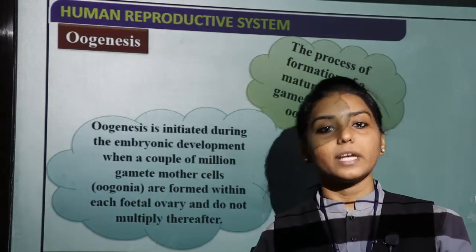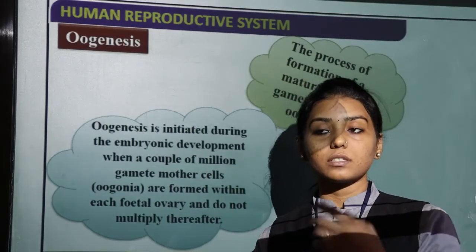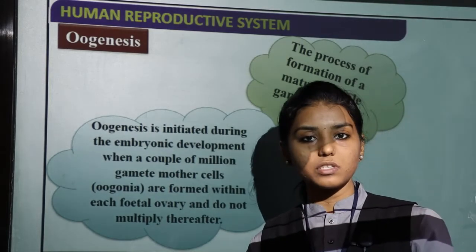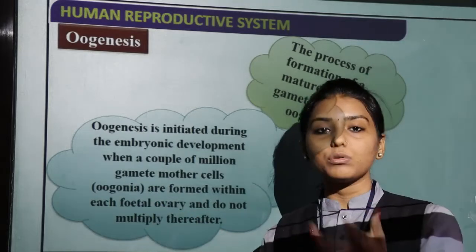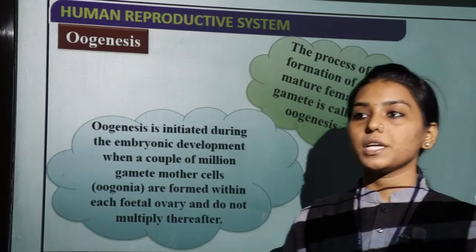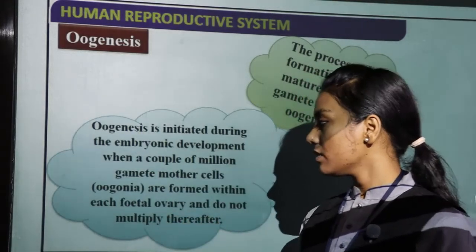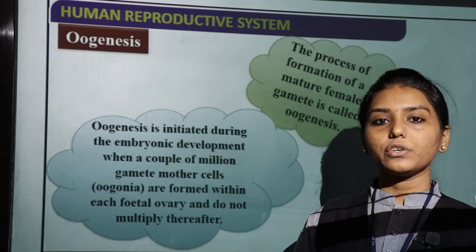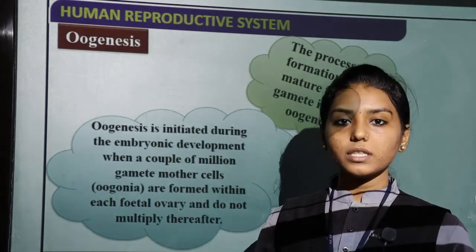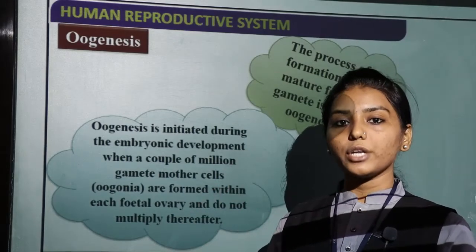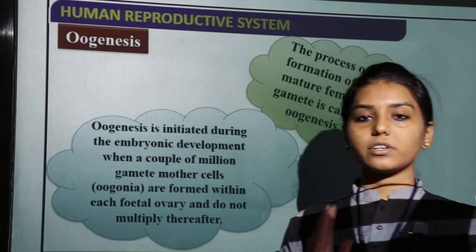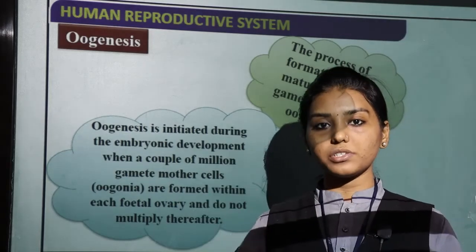This oogonia will further divide to form primary oocytes. The primary oocytes go through mitotic division and meiosis division. These cells will again divide, and will be covered with a layer called the primary follicle, or primary Graafian follicle. Then the primary follicle will divide to form secondary, and secondary will divide to form tertiary. You are getting this point: primary, secondary and tertiary.